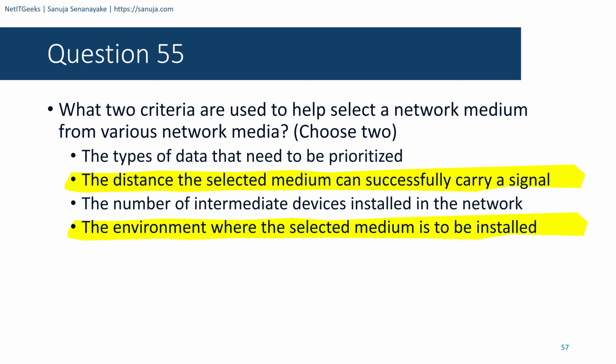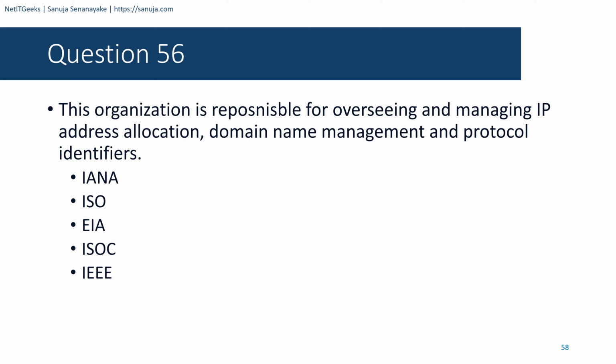Distance, for example, if you're doing very large thousands of kilometer distance or hundreds of kilometer distance, you should be using fiber optics, for example. And if you're installing a wireless network, you also need to think about the distance the wireless signal can carry, and the environment in which the medium will be installed. So whether it's inside a building, outside a building, how it will be installed, et cetera. So those are the two answers for question number 55.